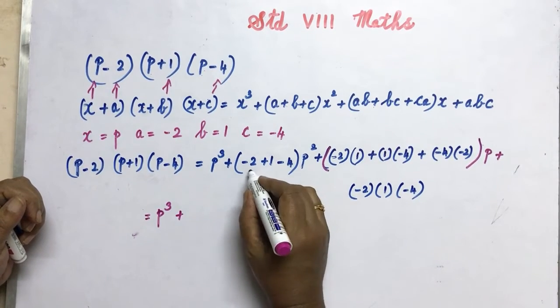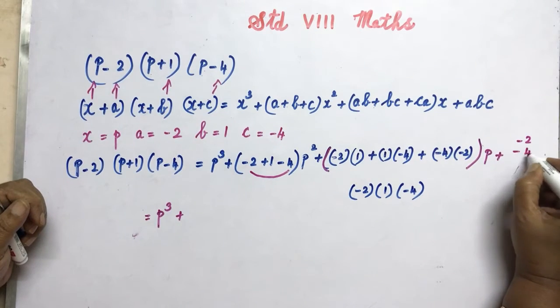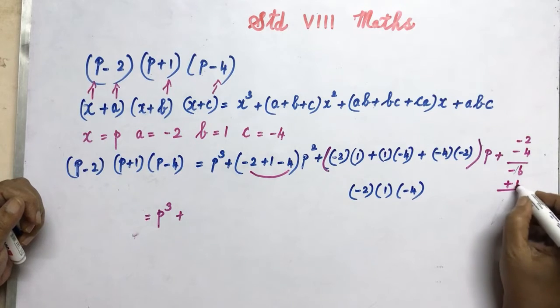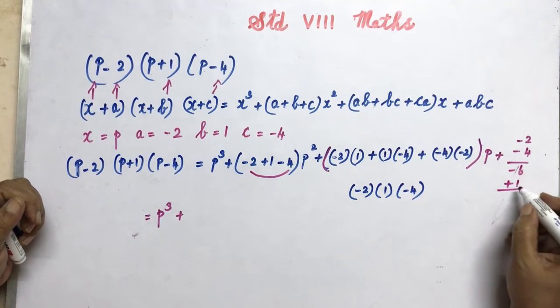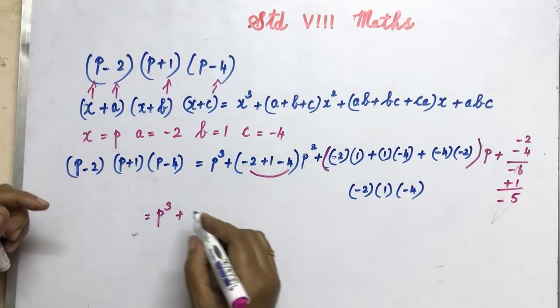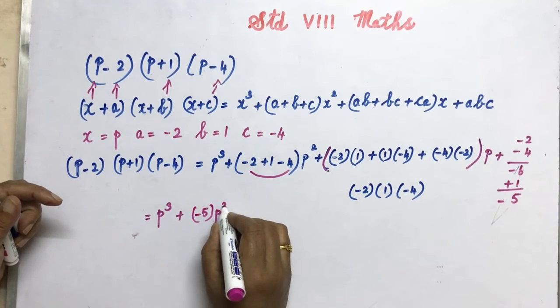Now here, both are minus signs. So we can add minus 2 minus 4, that is minus 6. With that, if you add plus 1, both are different signs, so we have to subtract. 6 minus 1 is 5, and the greater number's sign is minus. So we will get minus 5 into p squared.